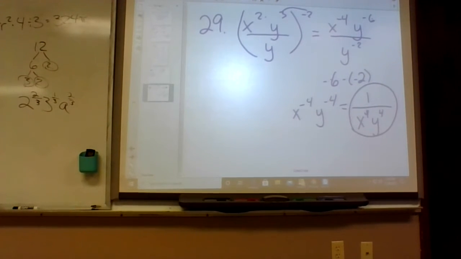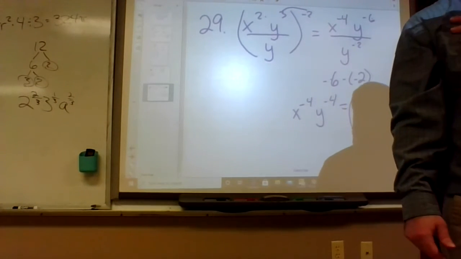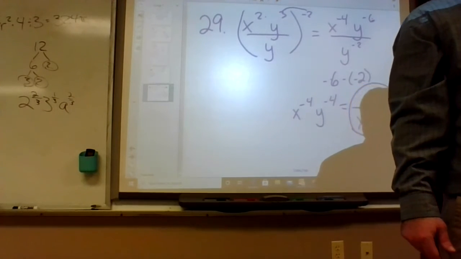Okay. Distribute, like multiply both of those by negative. Negative exponent, that's on the bottom. So would it be y over 4 or x over 6?